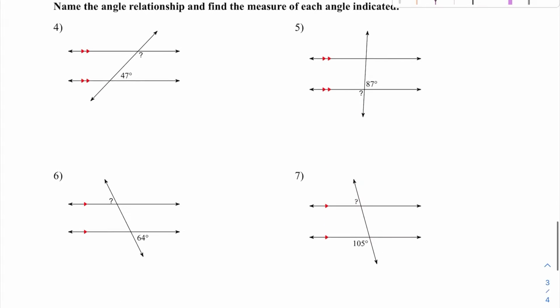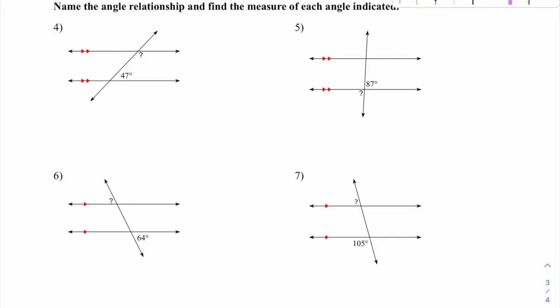The next set of examples want you to name the angle relationship, which is what we did on the previous problems, but also find the measure of each angle indicated. It will be indicated by a question mark. So let's go ahead and look at the first example, number 4.